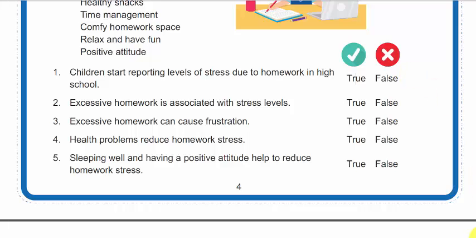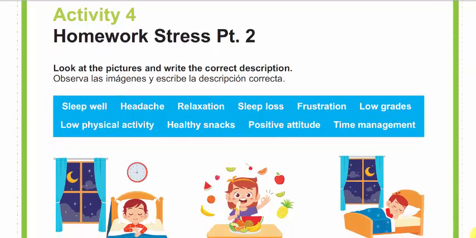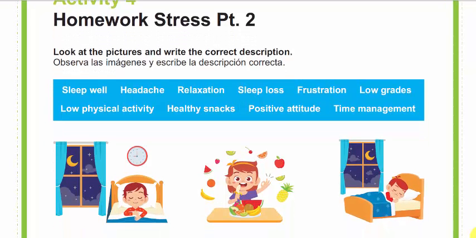That's all. Let's continue with the next activity, activity number 4. Homework stress, part 2. Estrés en las tareas, parte 2. Look at the pictures and write the correct description. Vamos a mirar las imágenes y escribir la descripción correcta.